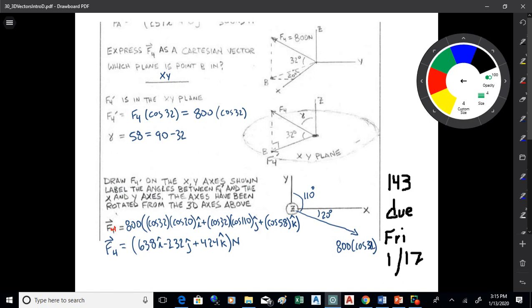All right, and problem 143, which will be due this Friday, will reflect this type of problem here, I think. Okay. Can we look at the sketch for 143? Yeah, sure.